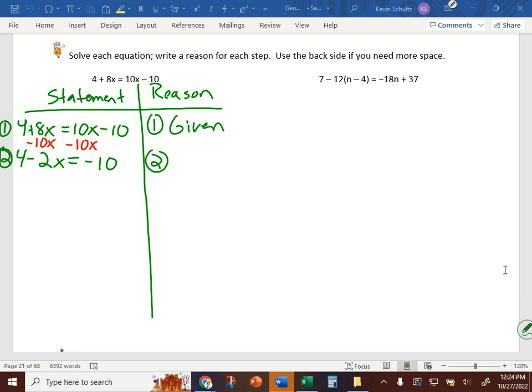Okay? Given. The only other option for that is when you've got a diagram that's marked, you can say it's marked, but your two options are given or marked. Those are your ways to go. Kylie. Subtraction property. And so you do need to write subtraction property, not subtraction, subtraction property. If you did want to abbreviate, you could put sub-prop, S-U-B-P-R-O-P, but you need to have subtraction property.